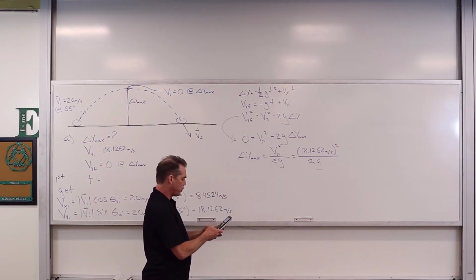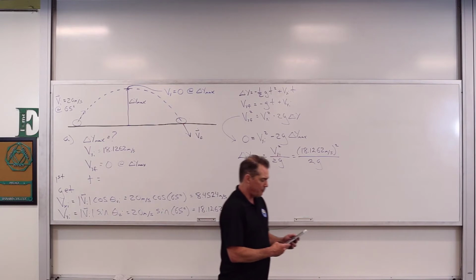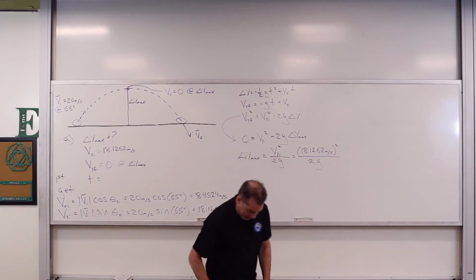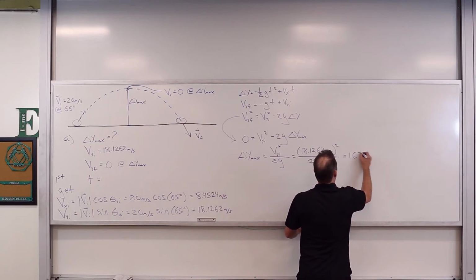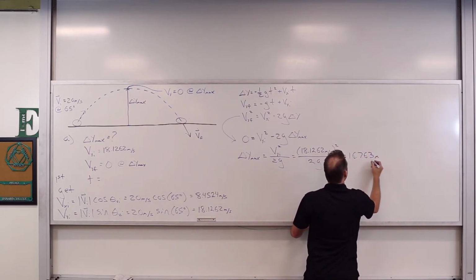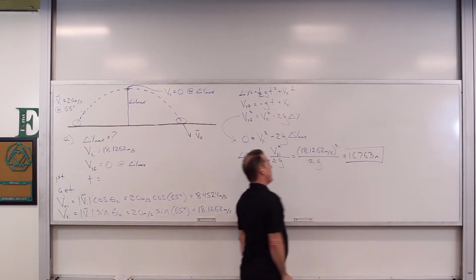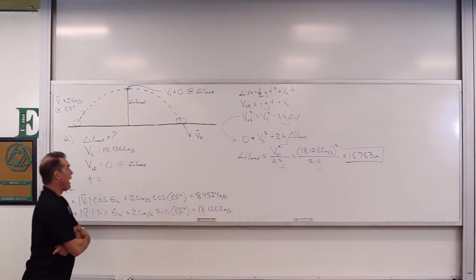All right, so let's do this. We've got 18.1262 squared divided by the quantity of 2 times 9.8. And I get 16.763. 16.763 meters. There is its maximum displacement in the y direction.